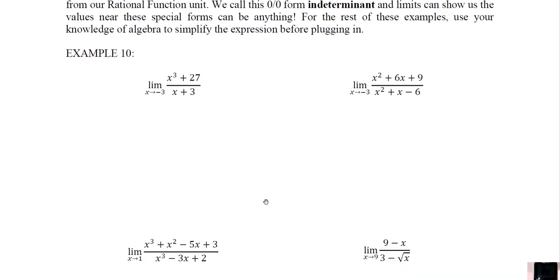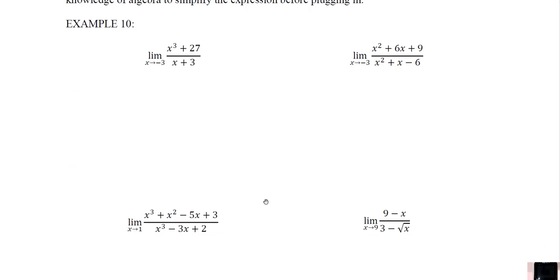So in example 10, for doing a limit as x approaches negative 3 of x cubed plus 27 over x plus 3, it turns out that negative 3, if we were to plug it in, would be negative 27 plus 27, 0. Negative 3 plus 3 is 0. Indeterminate means you need to do something.